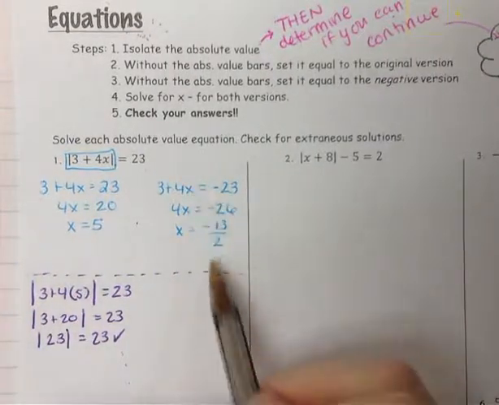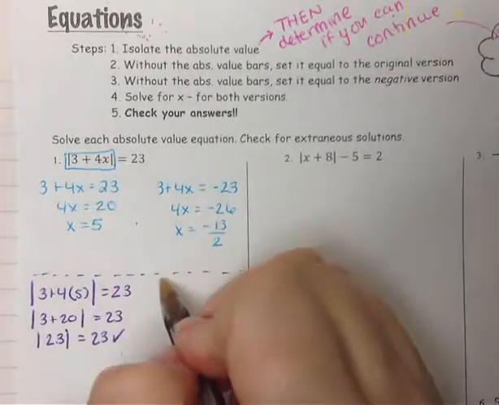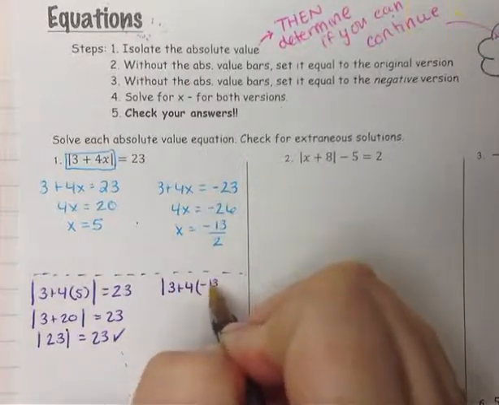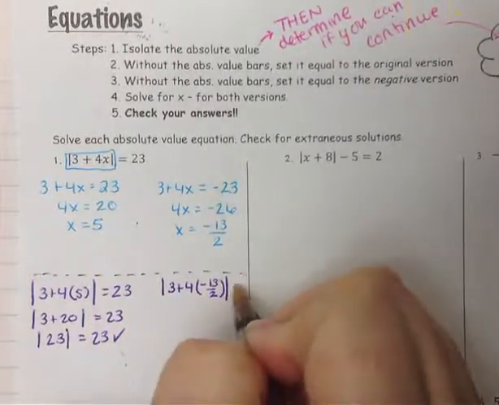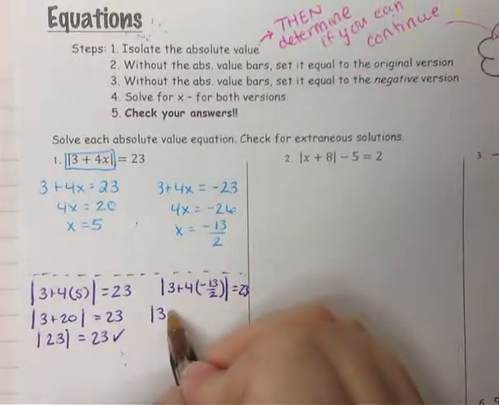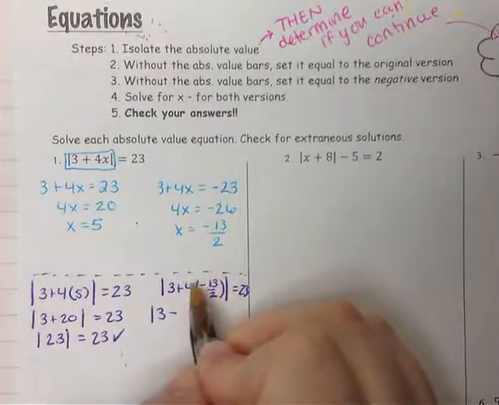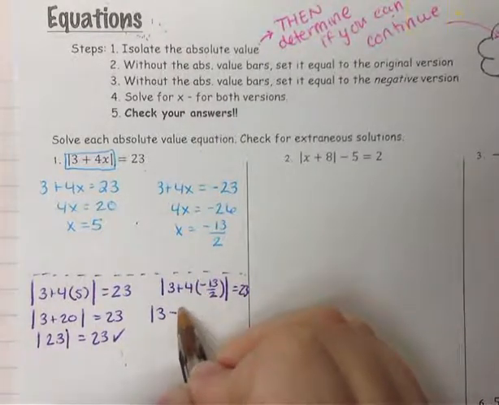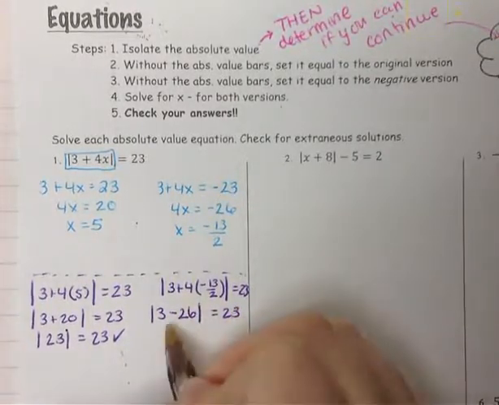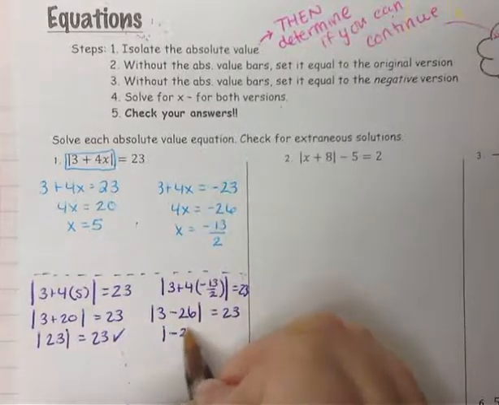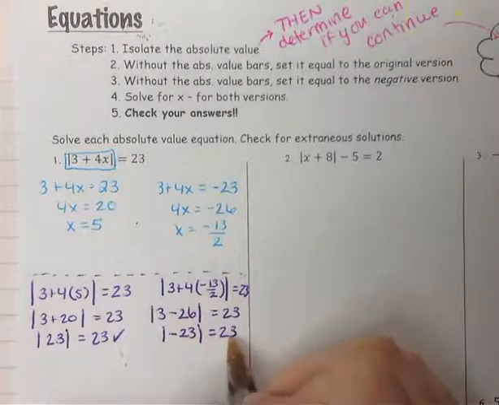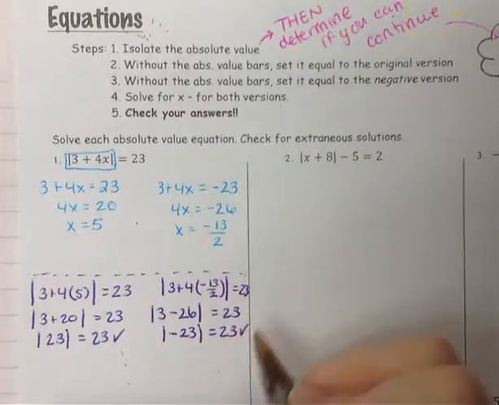Then I'm going to check the negative 13 over 2 the same way. I have the absolute value of 3 plus 4 times negative 13 over 2, hopefully equal to 23. So we have the absolute value of 3 minus 26, because 4 times negative 13 divided by 2 is negative 26. 3 minus 26 is negative 23, but it's in the absolute value bars. So the absolute value of negative 23 is positive 23, so this also works. Both of our answers work.